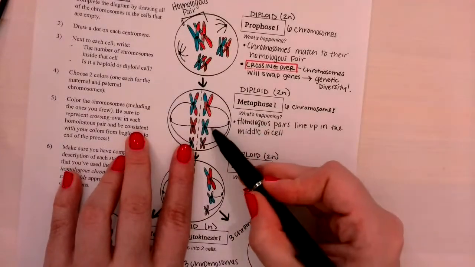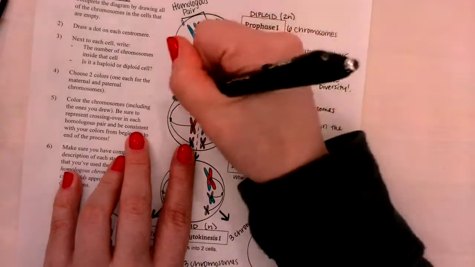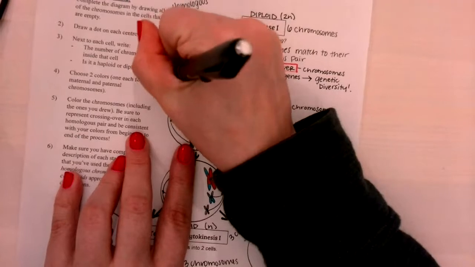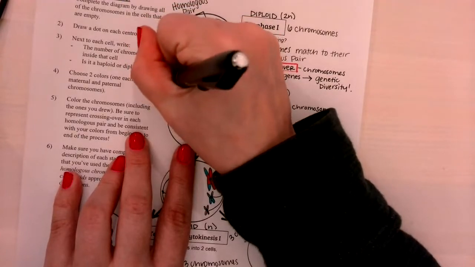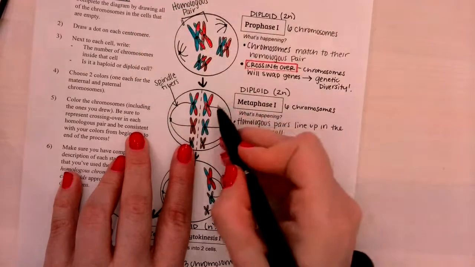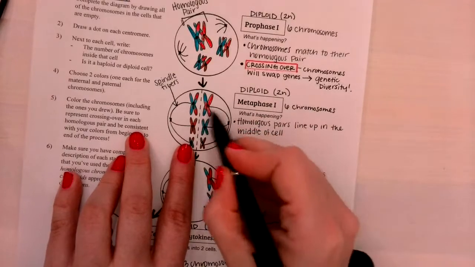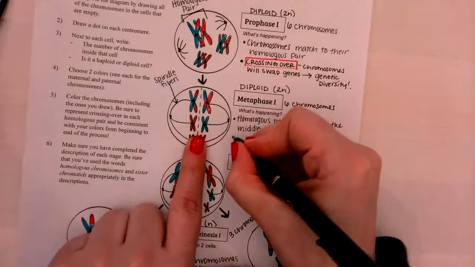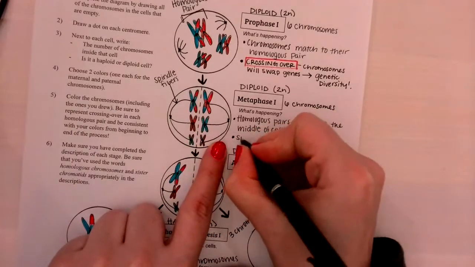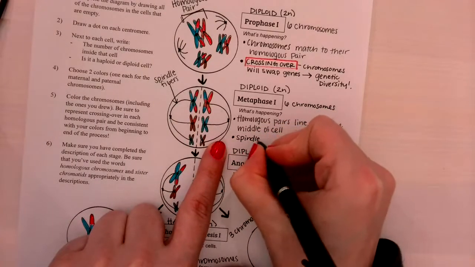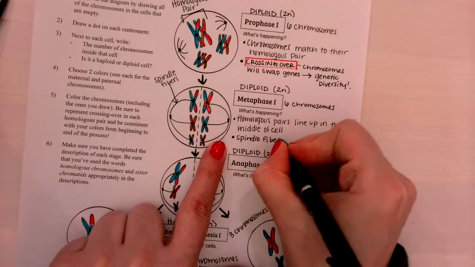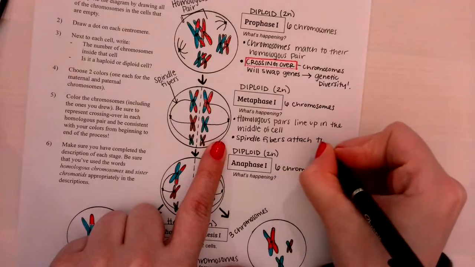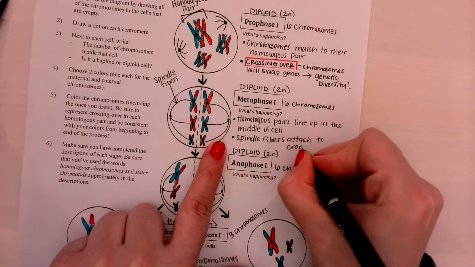You'll also notice that we got these things right here. Those are the spindle fibers. So I'm going to go ahead and label that for myself. They are what attach to the centromeres and act as tethers to eventually pull these chromosomes. So let's go ahead and make a note of that. Spindle fibers attach to chromosomes.